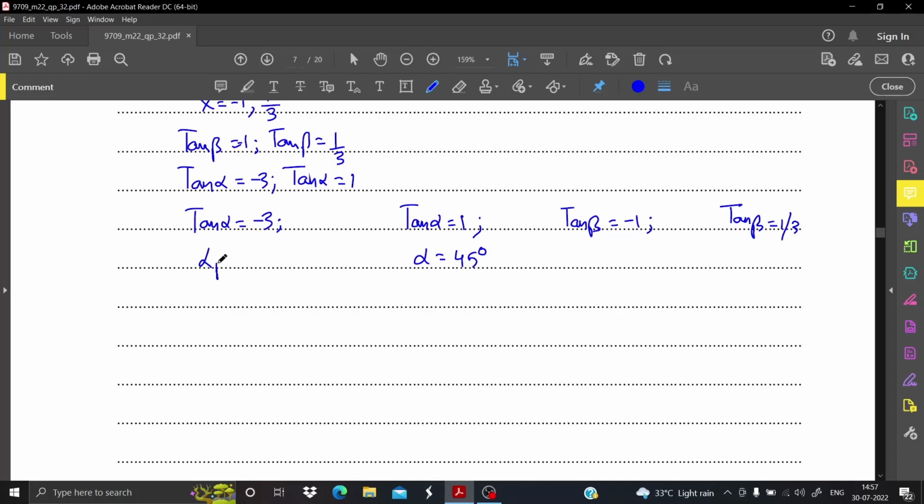So here the principal value of alpha is simply tan inverse of 3. Tan inverse of 3 is 71.56 degrees. Tan is negative. This value is negative here, so tan is negative in the second quadrant. So it will be 180 minus that.